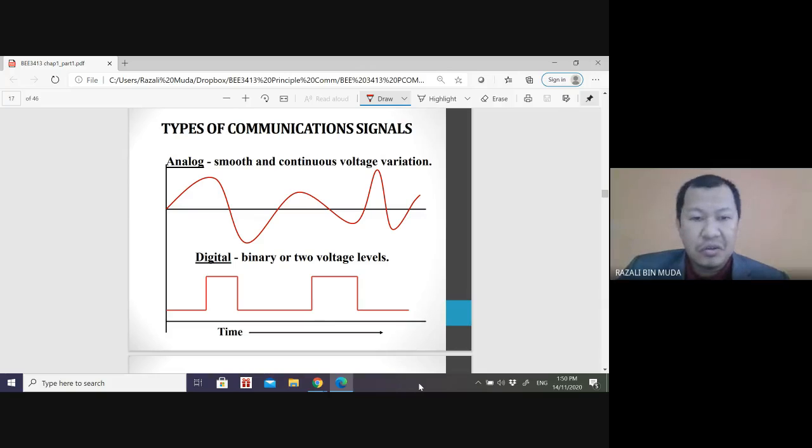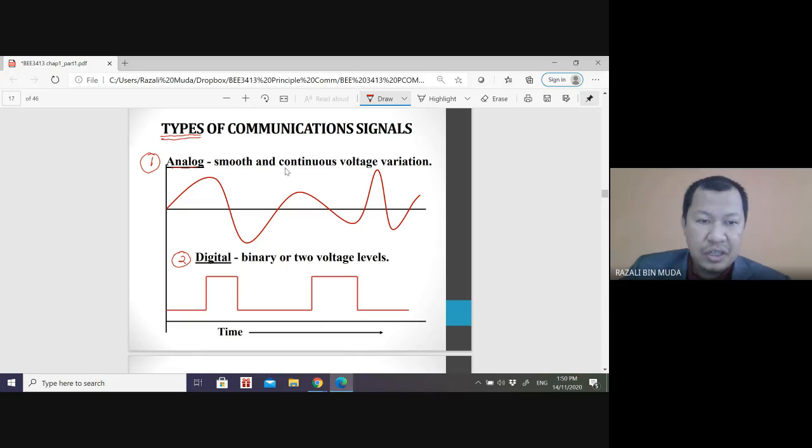So normally there are two types: analogue and digital. There are two types of communication signal, basically. One is analogue and one is digital. So what is analogue? Analogue is smooth and continuous voltage variation.